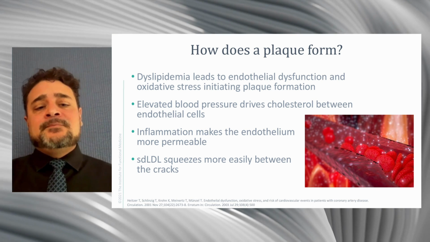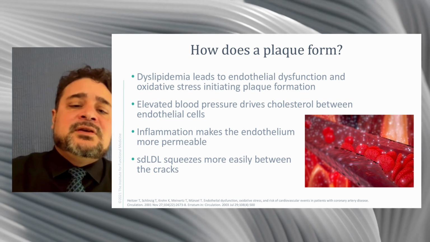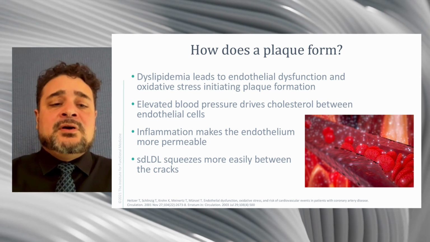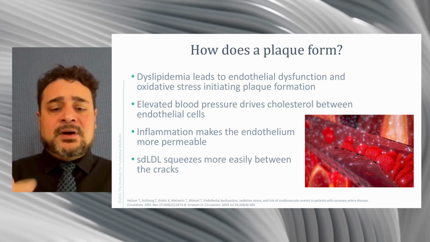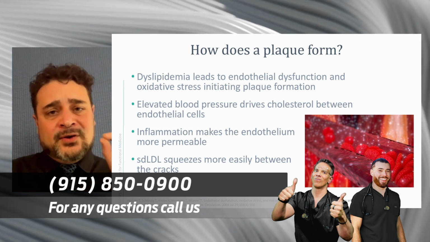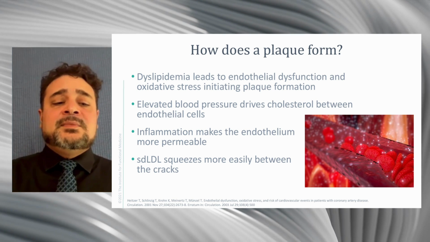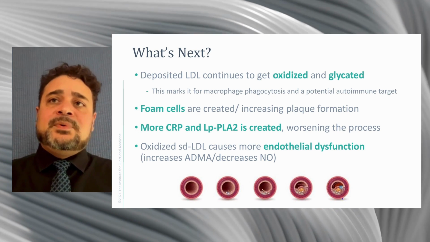If you have inflammation, inflammation is going to make the endothelium more permeable. So if you're inflamed, then the blood vessel lining is going to open up a little bit more. And small density LDL, if you have really tiny bad cholesterol, it's going to squeeze in the cracks a lot easier. So what happens then?